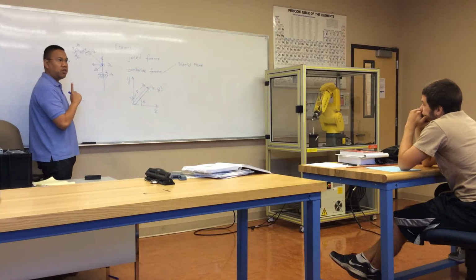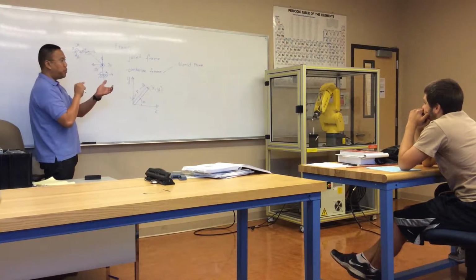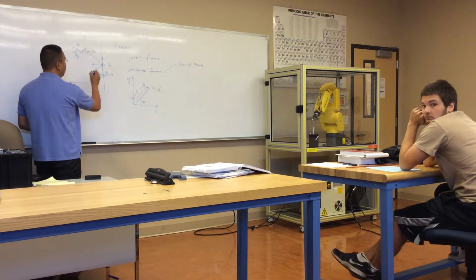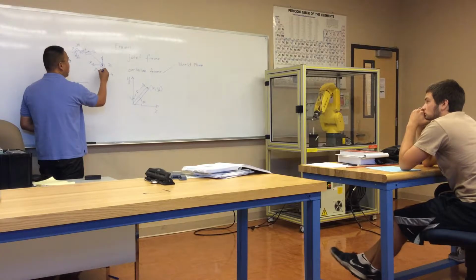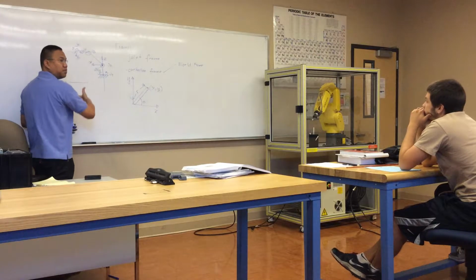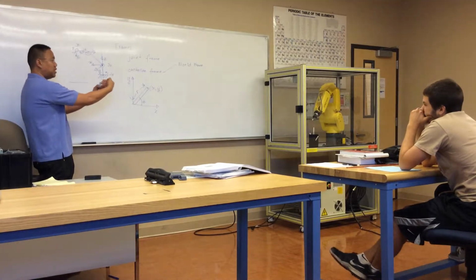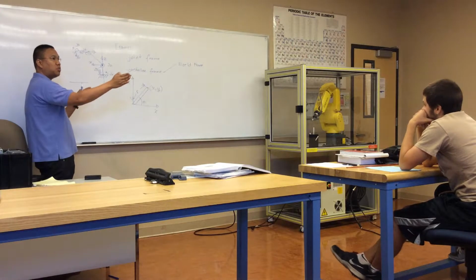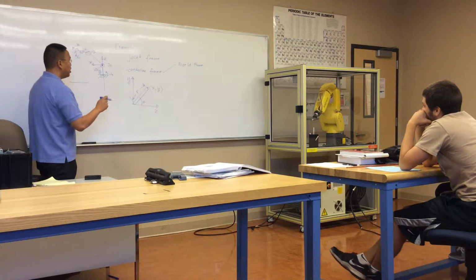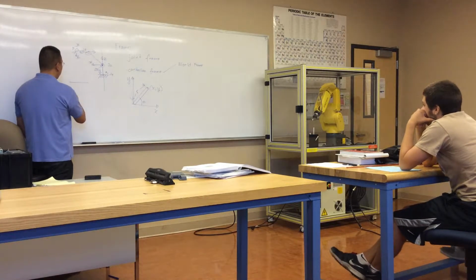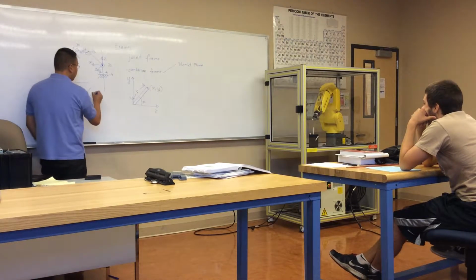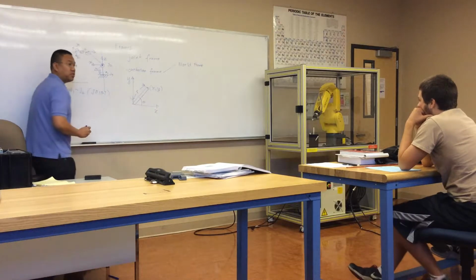Any questions? World frame. For the world frame, this is X, this is Y, and this is Z. So it's the right hand rule. Towards me is X, and across is Y, and Z is up. So when you press position, you could see J1 to J6 if you want to see the joint position.